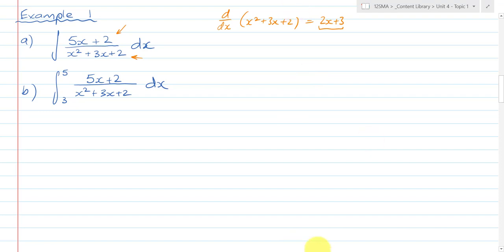But this has to be a linear multiple of the top. So I asked myself, how would I get from 2x to 5x? That will be to multiply by 5 over 2. If I multiply 3 by 5 over 2, it will be equal to 7 over 2, which is not 2, and that's a problem for me. 3 by 5 over 2 would be equal to 15 over 2, my apologies. Still not 2, so this won't work by substitution. So instead, I need to back right out and look at partial fractions.